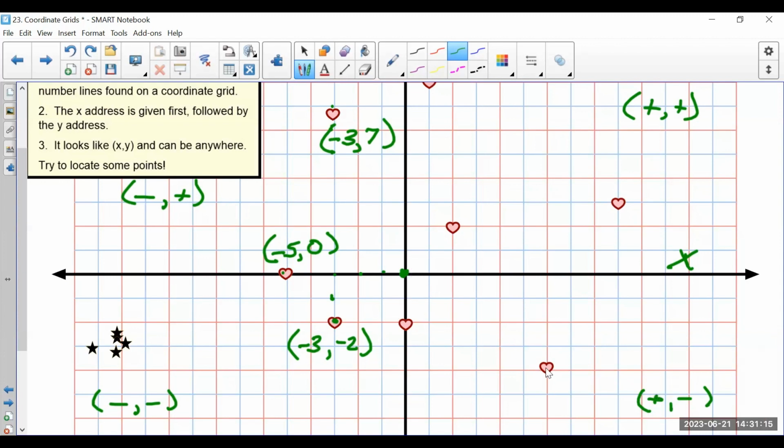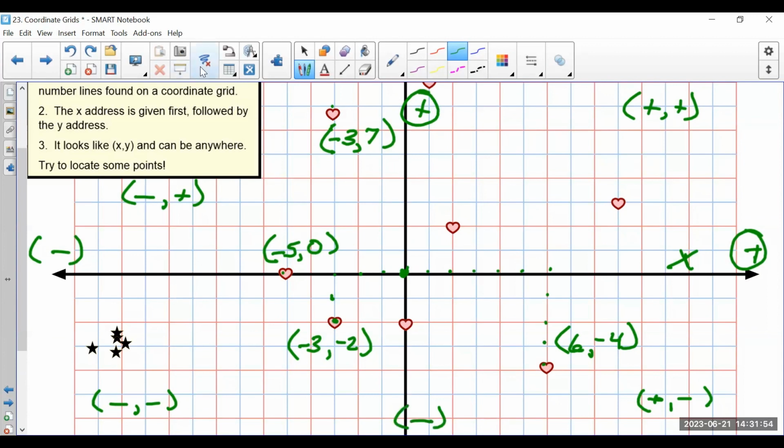So if we're looking for this heart right here, and we're starting here again, we would go 1, 2, 3, 4, 5, 6 to the right. But then we're going to go down 1, 2, 3, 4. So it's 6 to the right, positive direction, but then down 4. And now we're at 6, -4. All right, 6 to the right, down 4. So to the right is positive. To the left is negative. Up is positive. And down is negative.